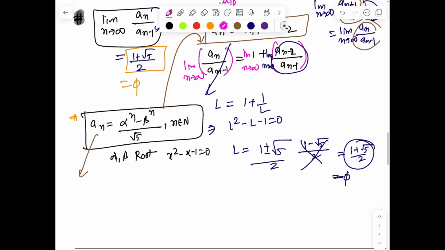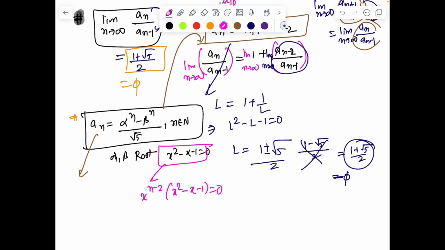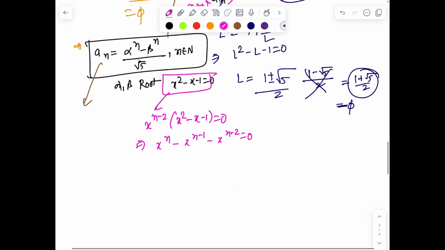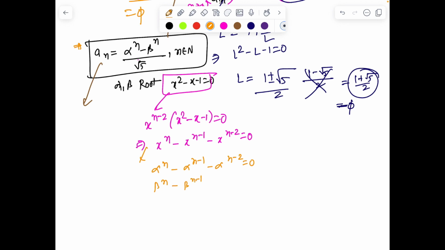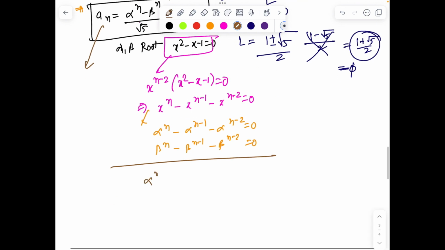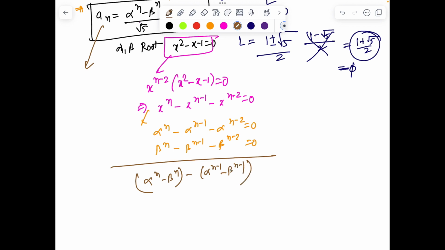How? That is not very difficult to see, because if alpha and beta are the roots of this equation, I can multiply the equation with x to the power n minus 2. Then we get x to the power n minus x to the power n minus 1 minus x to the power n minus 2 equals 0. Since alpha satisfies this, alpha to the power n minus alpha n minus 1 minus alpha n minus 2 is 0. Beta to the power n minus beta n minus 1 minus beta to the power n minus 2 is 0. If we subtract both equations, I get alpha n minus beta n, minus alpha n minus 1 minus beta n minus 1, minus alpha n minus 2 minus beta n minus 2.